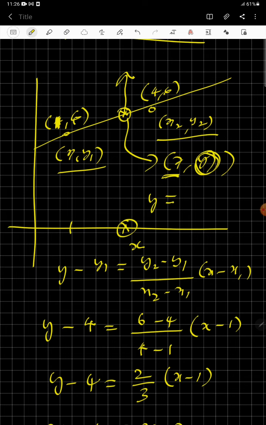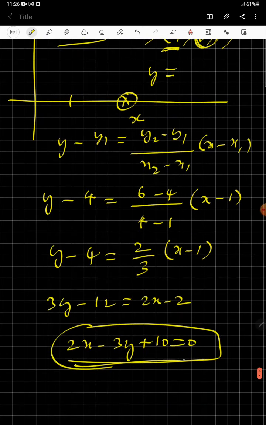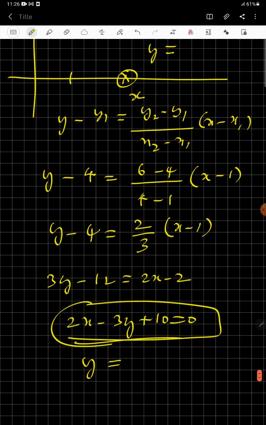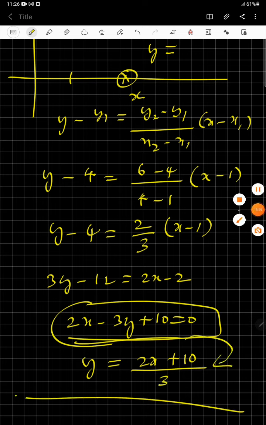Then from this same equation, y will be equal to 2x plus 10 divided by 3, which I got from here. I hope you understood. Thank you.